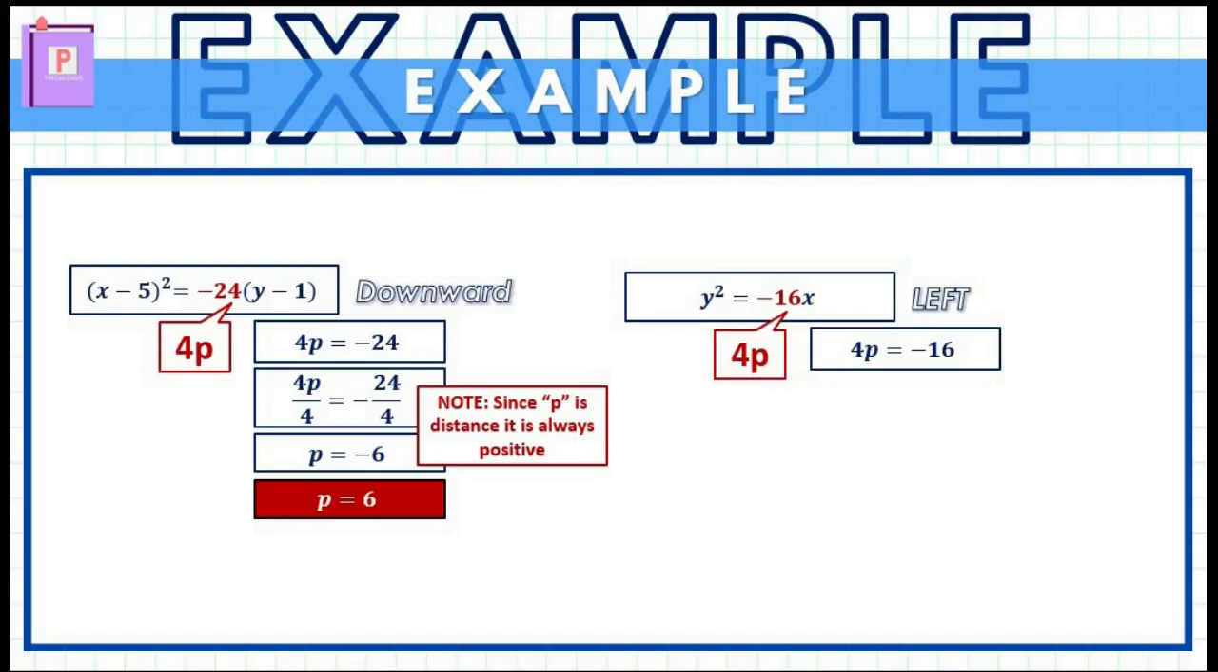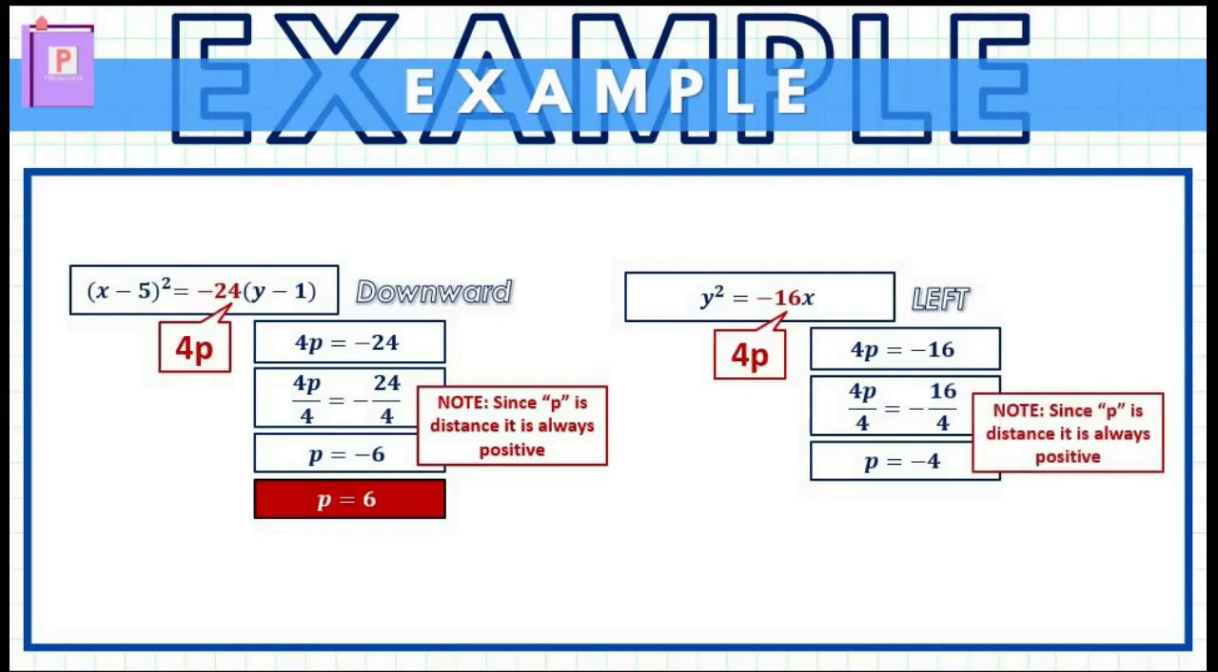So we identified that 4p is equal to negative 16. To solve for p, or to isolate p, we divide both sides by 4. That will be negative 16 over 4. Then simplifying, p will be equal to negative 4. This is another case where p is negative, so we simply get the absolute value so that it will become positive. And that is how we solve for the value of p.